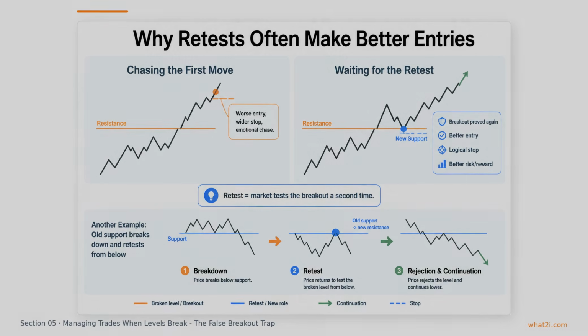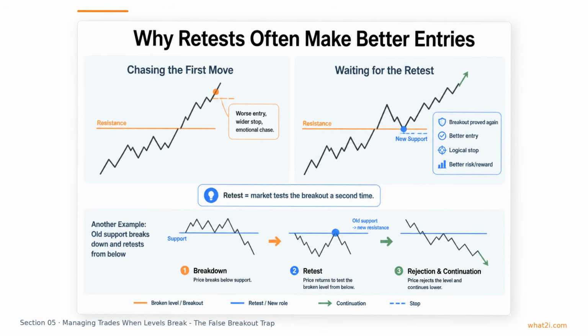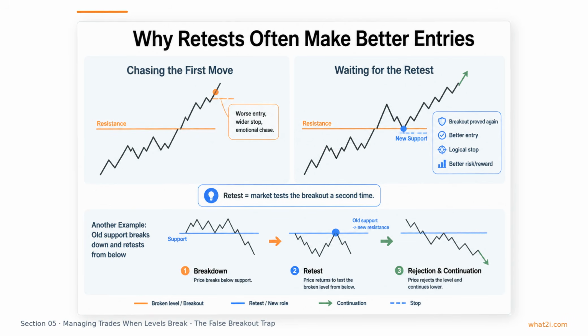Retests often create stronger breakout entries because they ask the market to prove the move twice. After a breakout above resistance, price may pull back and test that old resistance as new support. If the level holds, you gain added confirmation and often a better entry with a tighter stop. The same logic works in reverse when old support becomes new resistance after a breakdown. This is usually a better situation than chasing the first breakout candle after it has already extended. Retests slow you down in a helpful way and often improve risk-reward.